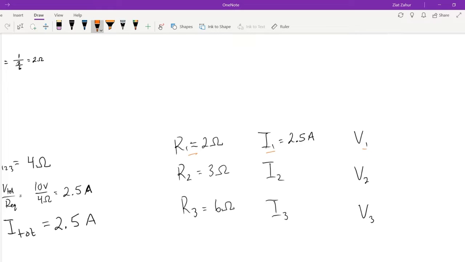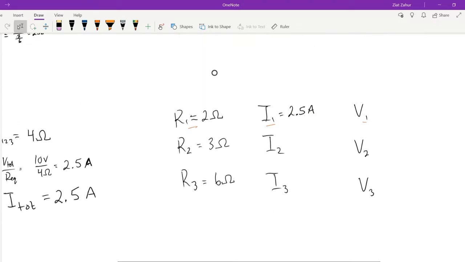Those of you who are still vibing. What is V1 equal to? If you know what R1 is and I1, we can use Ohm's Law. And Ohm's Law tells you that V is equal to IR. And so V1 must equal I1 times R1. So that's 2.5 times 2, and so that's 5 volts. Oops, not 50. 5 volts.